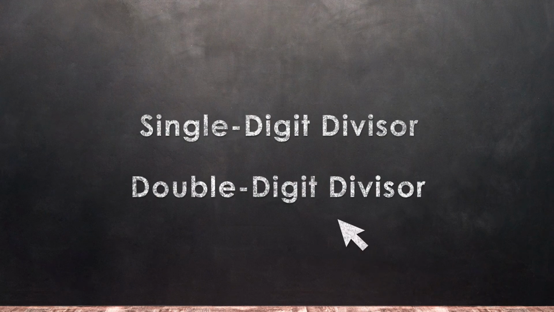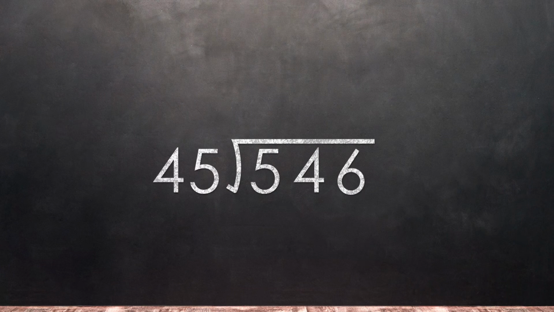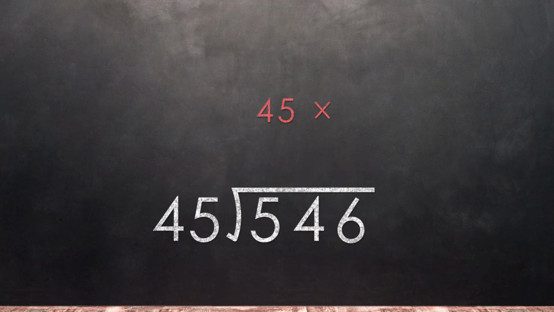Now, what happens when your divisor has 2 digits? Suppose we wanted to divide 546 by 45 instead. We set up our problem the same way we did before. The only difference in this situation is our first step. Instead of starting with the first digit of 546, we will consider the first 2 digits as a pair. We consider the first 2 because our divisor has 2 digits. 45 times 2 is 90, which is more than 54, so 45 only goes into 54 once.